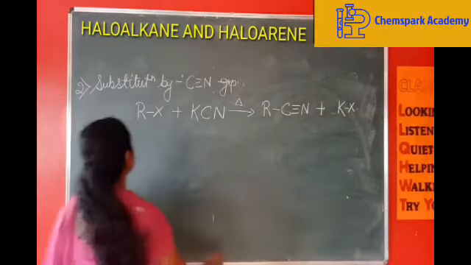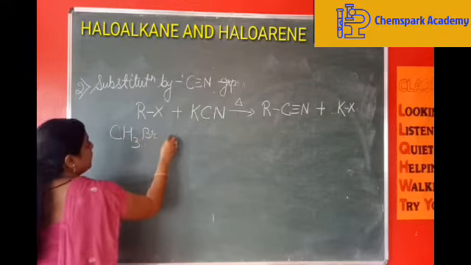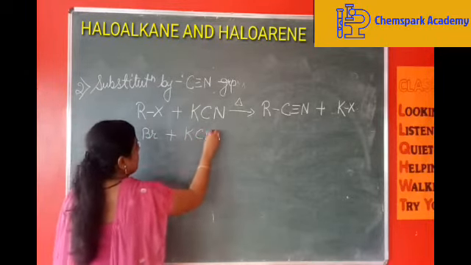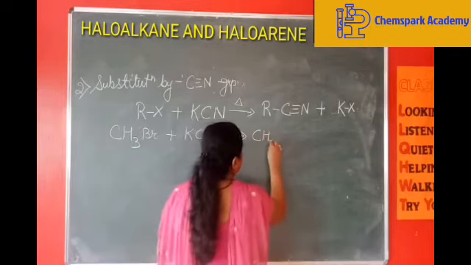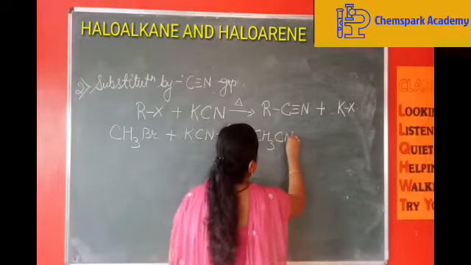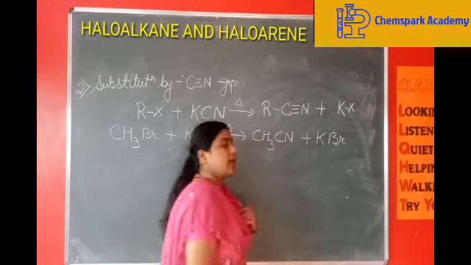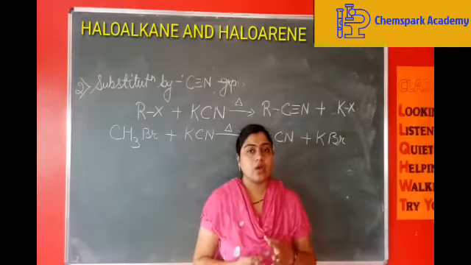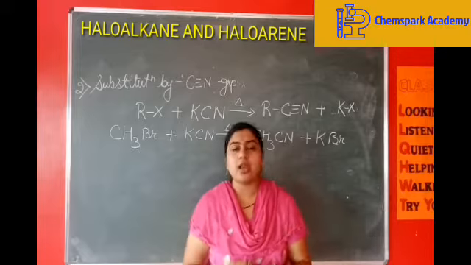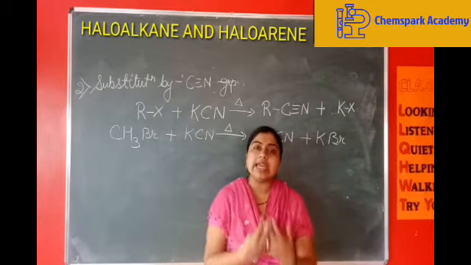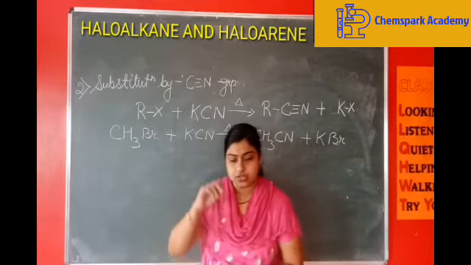Let's take an example for this. Suppose we have CH3Br plus KCN. We will have methyl cyanide, CH3CN, plus potassium bromide, KBr. So when we want to introduce the cyanide group, we take potassium cyanide or sodium cyanide and heat it with the alkyl halides, and we obtain alkyl cyanides in the reaction.